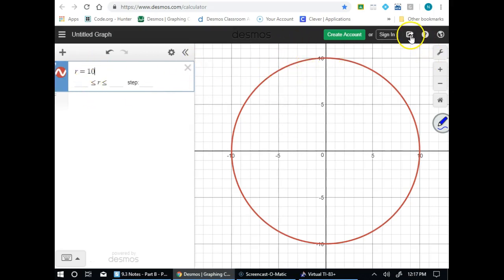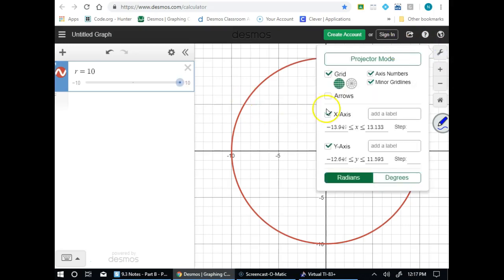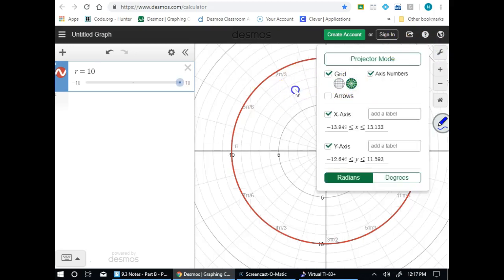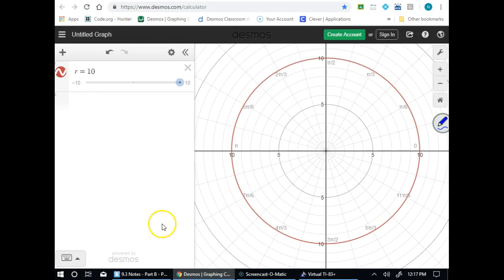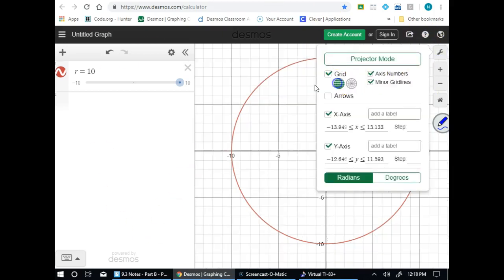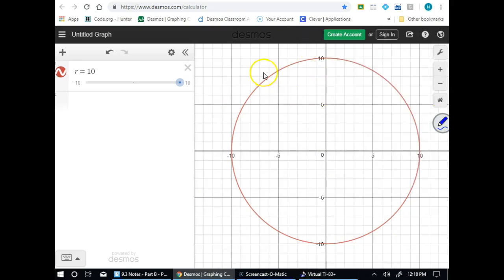So it graphs this. Also, remember, if you go over here to the wrench and change this, it'll even change it so your background is polar if you would prefer. I think I'll just leave it rectangular for right now. So we have this graph right here. This is the graph of a circle, right? And we've graphed some of these really simple equations by hand.